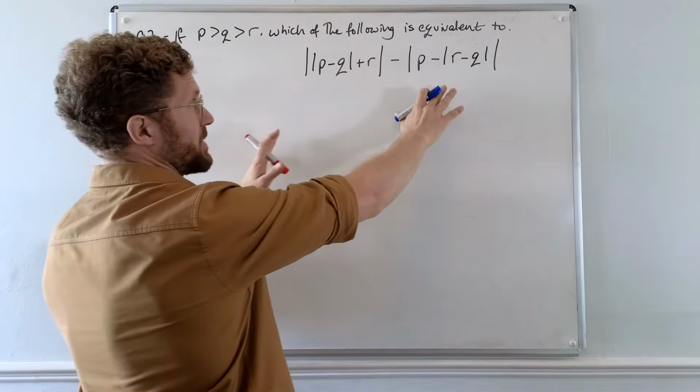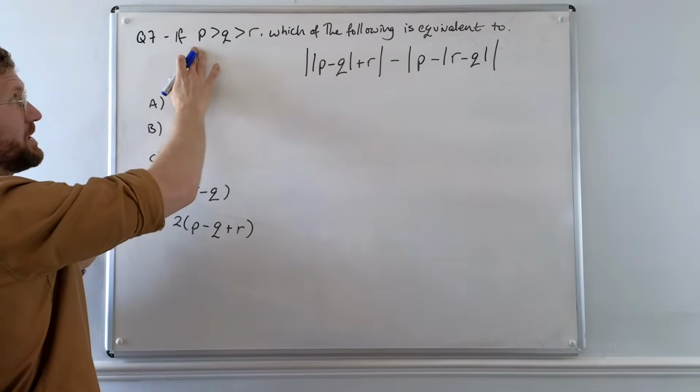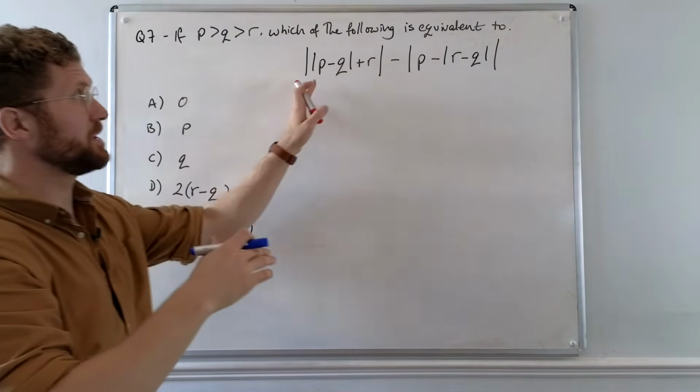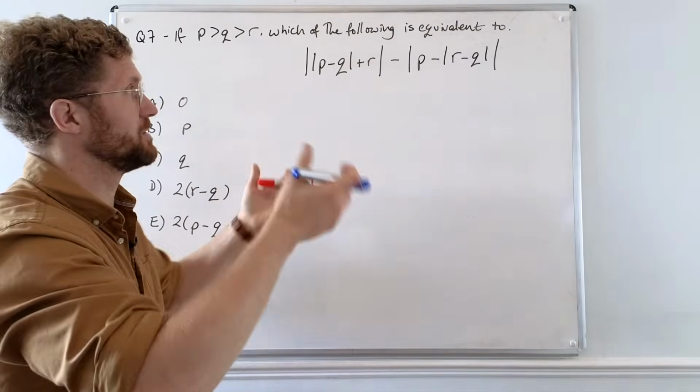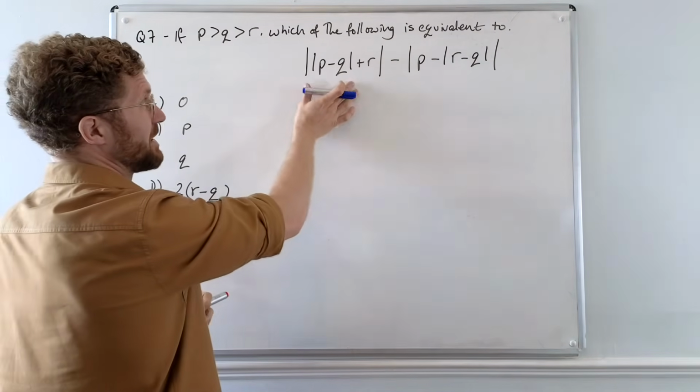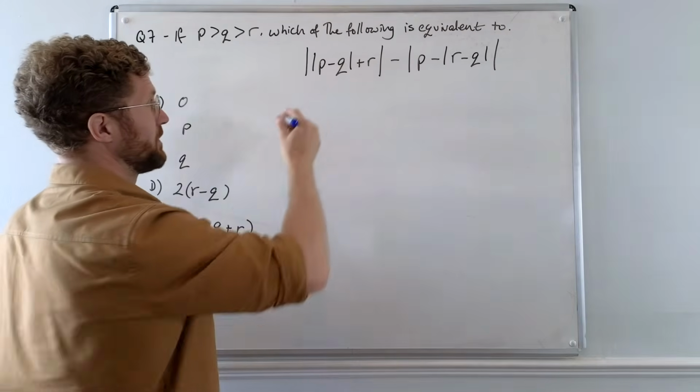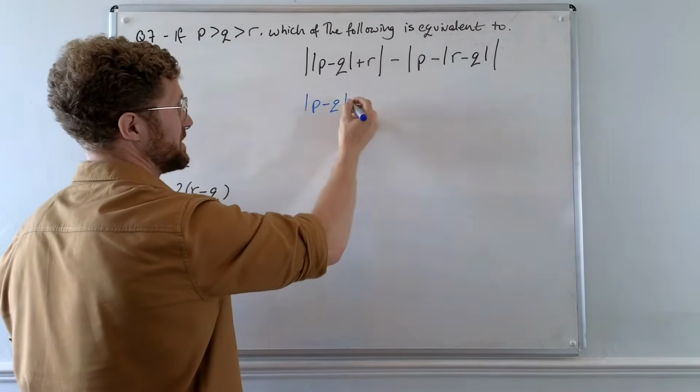So, a great big horrible thing, but I also know this: P is greater than Q is greater than R. I'm going to deal with this bit by bit and see if we can simplify things and see where we can take it. So just working left to right, let's start with this first bit: the absolute value of P minus Q.